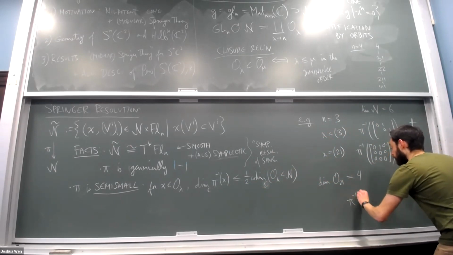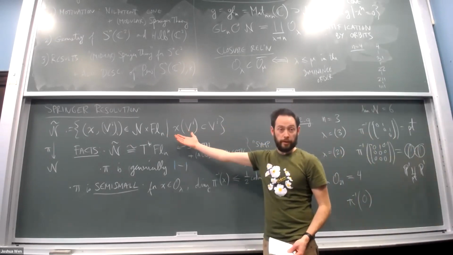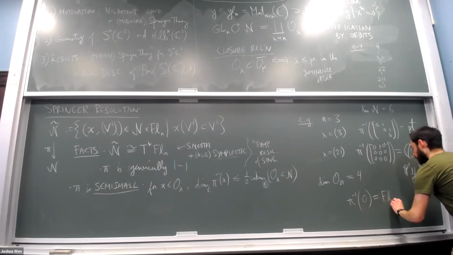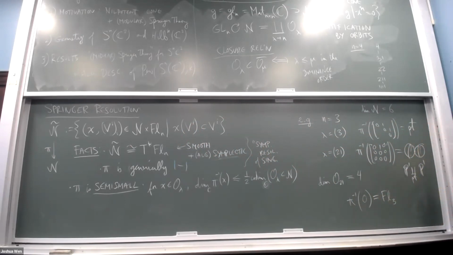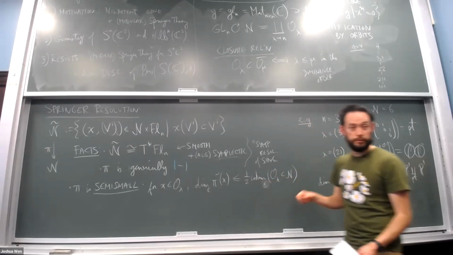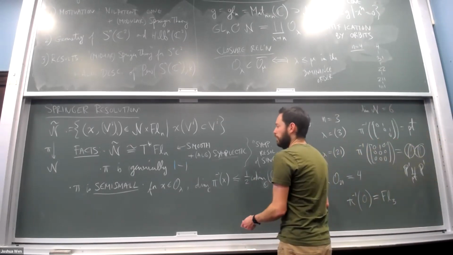And then, of course, if we take the fiber over 0, well, every flag is preserved by the action of 0, and so we get the whole flag variety, and the flag variety is 3-dimensional. So you're choosing a line, 2 plus 1. Sorry, this is 3-dimensional. And so you get 3 is less than or equal to 6 divided by 2. Equality. Okay. Any other questions?